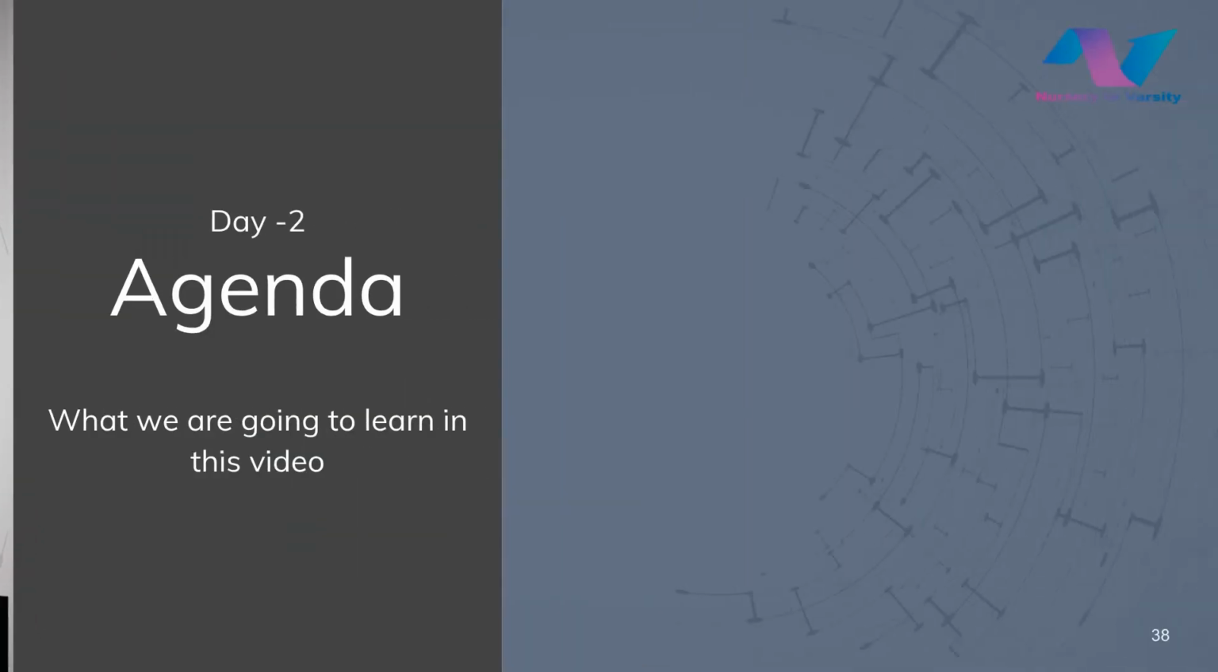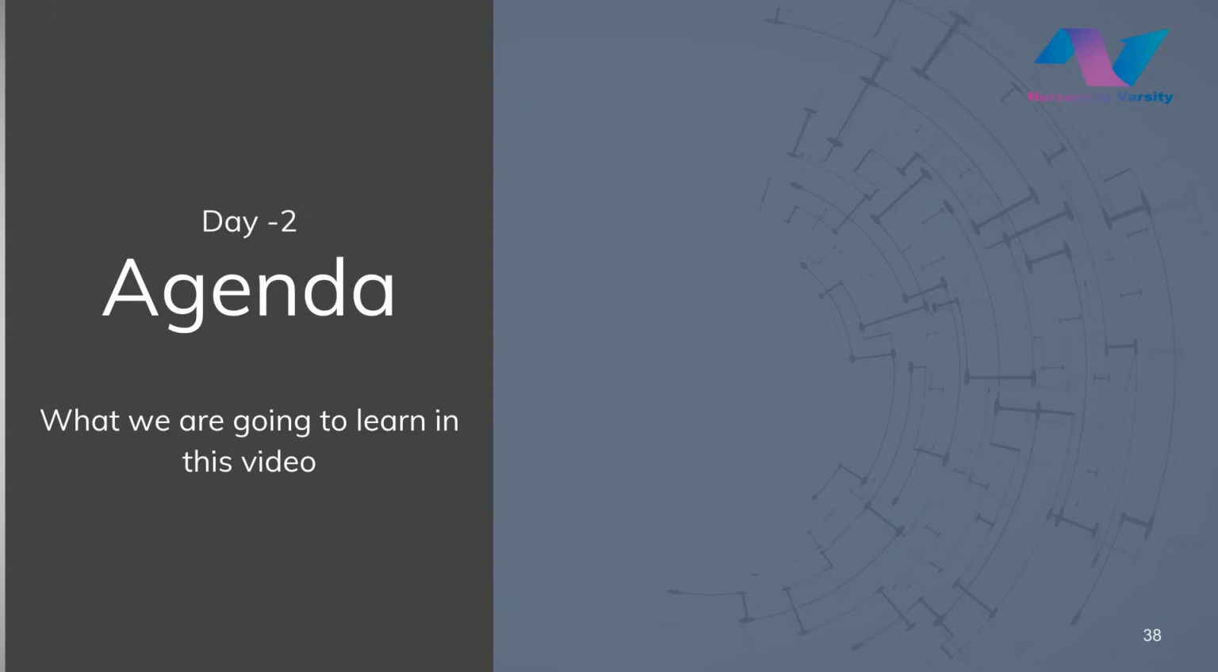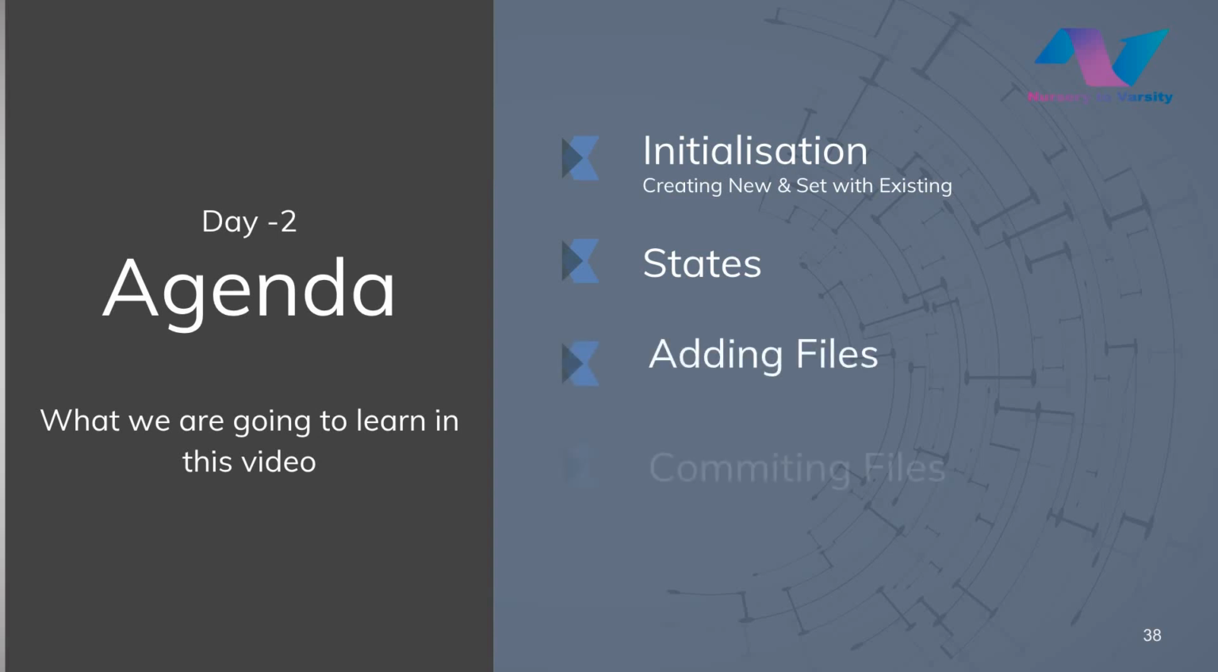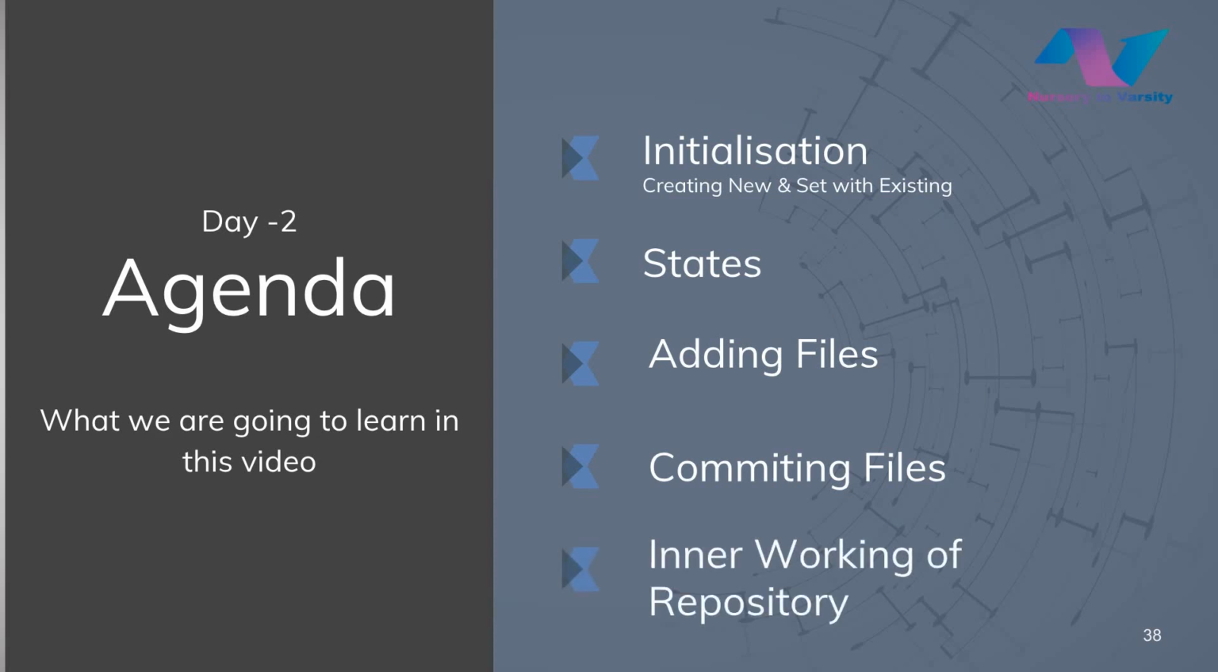In this video, we are going to learn about the foundational commands used in Git. First, we will see how to initialize a new Git repository and how to set up Git with an existing project. Then we will discuss the different states of a file in Git. After that, we will add and commit our changes to our local Git repository using the command line, and then we will see the inner working of a repository. So, without wasting much time, let's begin with our first topic, initialization.